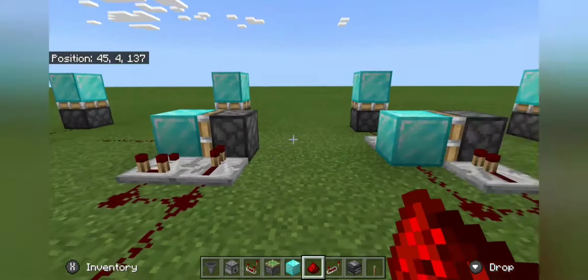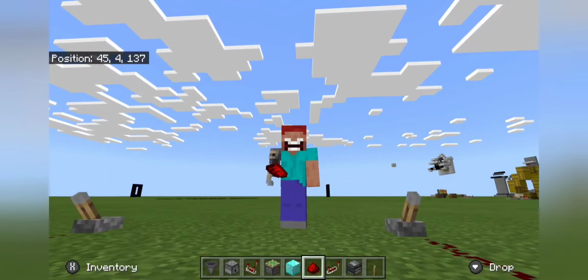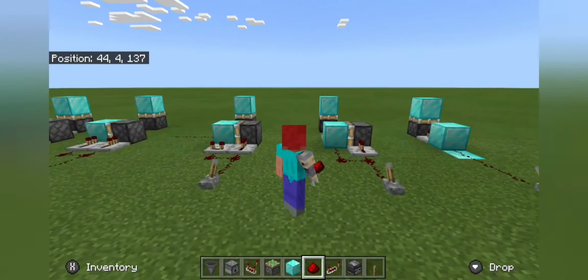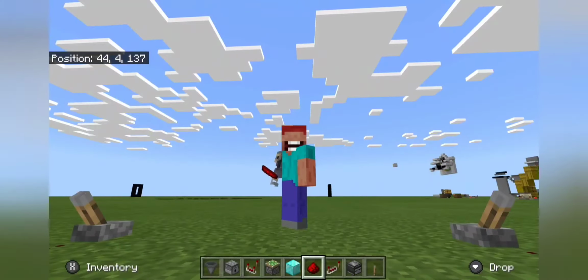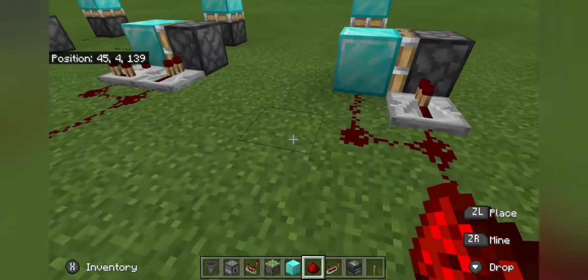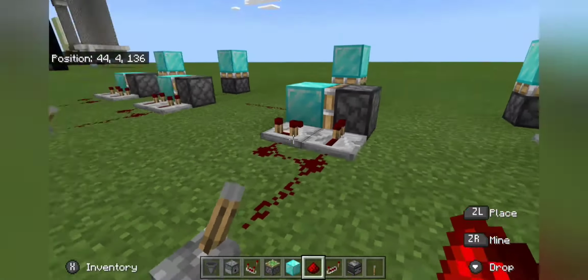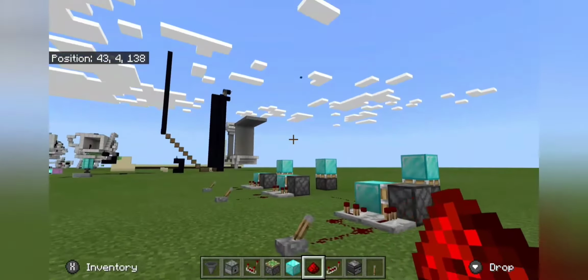But yes, today we are talking about pulse extenders. I mean, pulse shorteners. Yes, the exact opposite of what we were talking about last time.